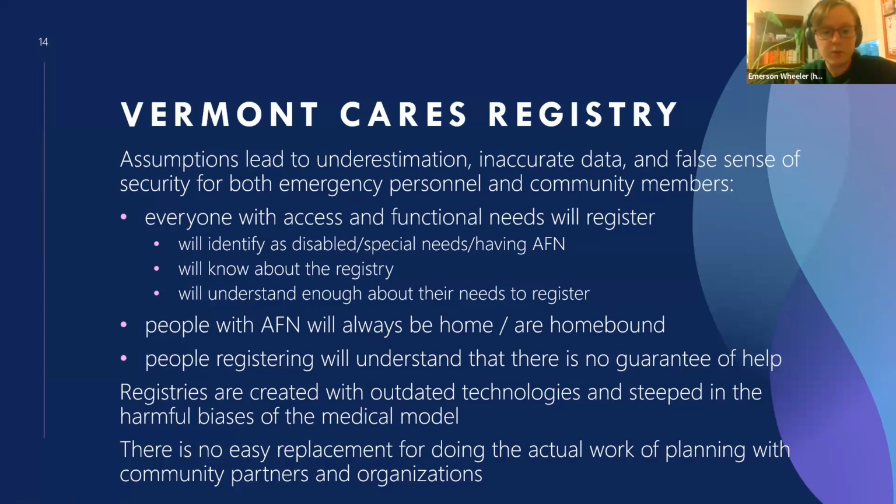There's the assumption that people with access and functional needs will always be home, or are homebound. So a lot of these registries ask where do you live, with the assumption that that would be where you go to help them. And a lot of people with disabilities end up not being home in the event of an emergency, so it's less helpful. And then there's the assumption that people registering will understand that there is no guarantee of help. Our registry form does say that on it, but some of them don't.